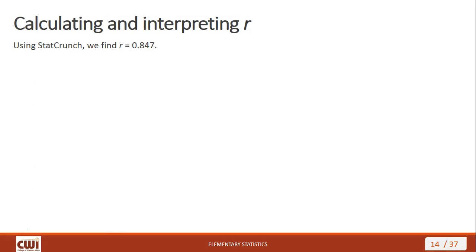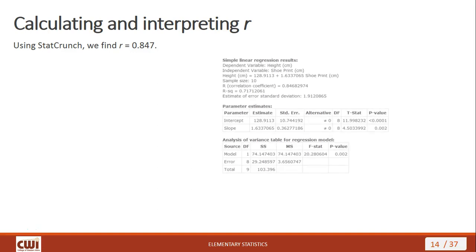Using StatCrunch, we find that we have a linear correlation coefficient of 0.847. We get that from our results window when we do the linear regression analysis. So up here at the top, we have listed our value for R. This is 0.847 when you round to 3 decimal places.